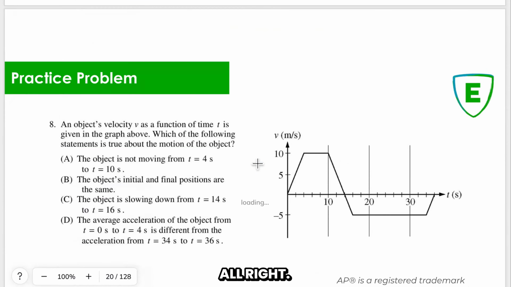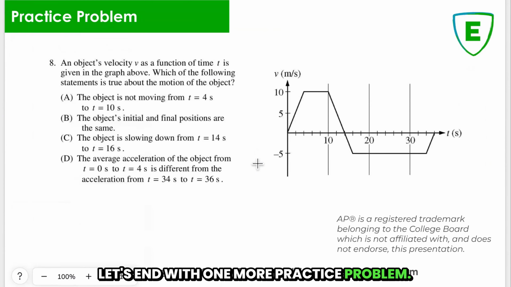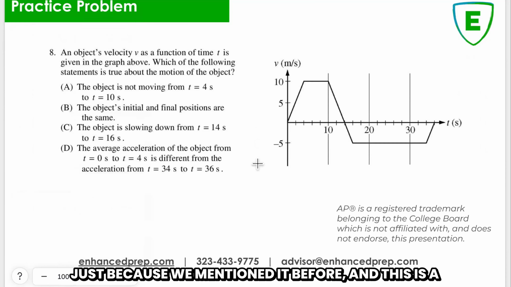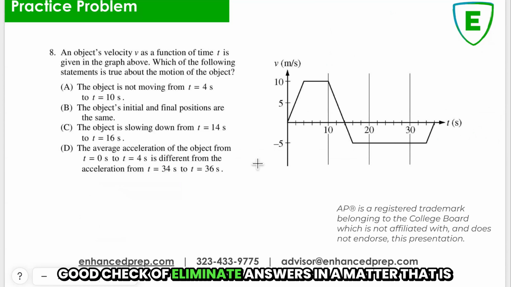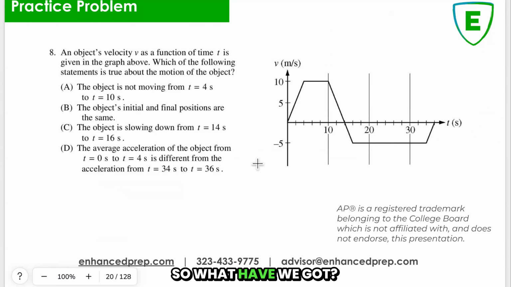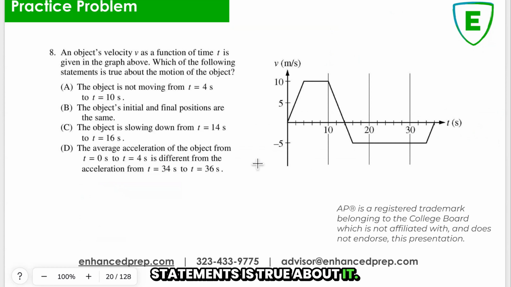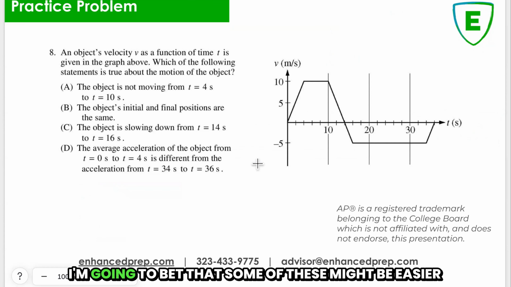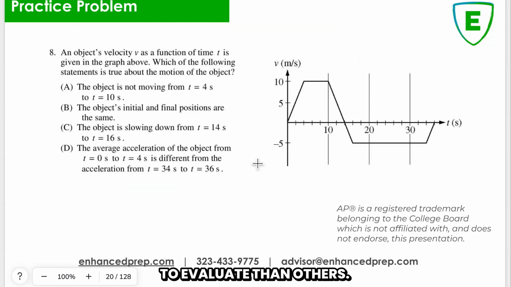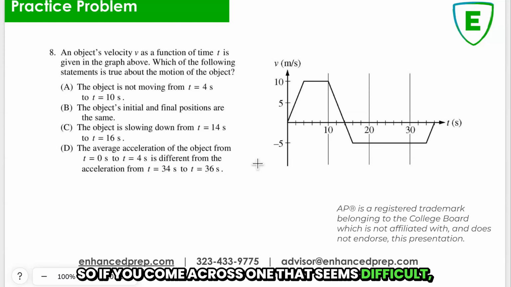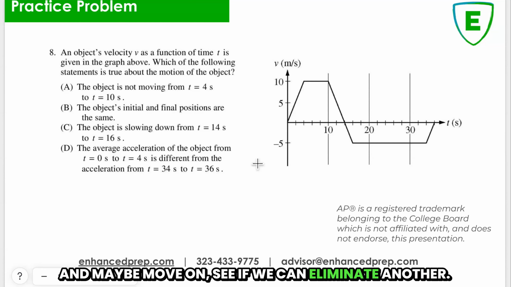answers. All right. Let's end with one more practice problem, just because we mentioned it before. And this is a good check of eliminating answers in a manner that is easy to do. So what have we got? We got a velocity versus time graph. And we want to know which of the following statements is true about it. I'm going to bet that some of these might be easier to evaluate than others. So if you come across one that seems difficult, you can maybe move on, see if we can eliminate another.